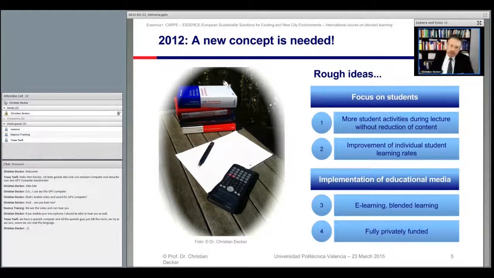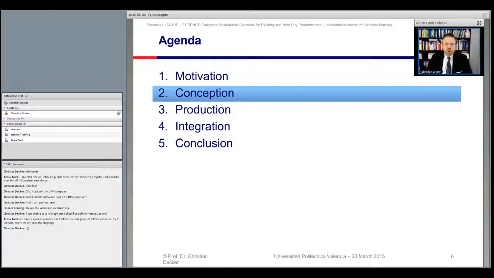I was lucky that I had contacts to other professors at other universities, and there was one university in Germany that was introducing complete or fully online taught degree programs. And they asked me whether I wanted to participate in these programs. So I was able to learn from them. And also I was able to use some of the technology that was used at this university. Anyhow, still all the investments for the equipment, for the programs, etc., were fully privately funded by myself. Okay, so let's have a look at the conception.